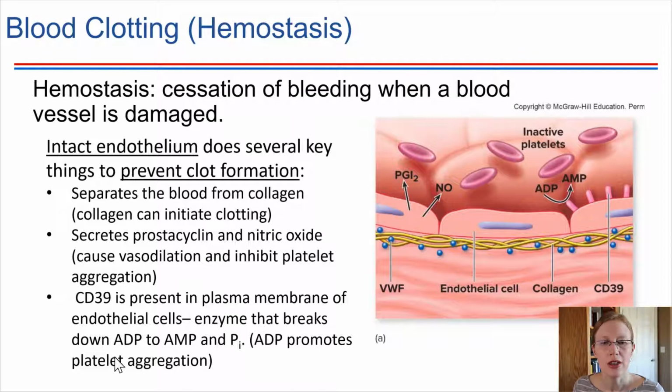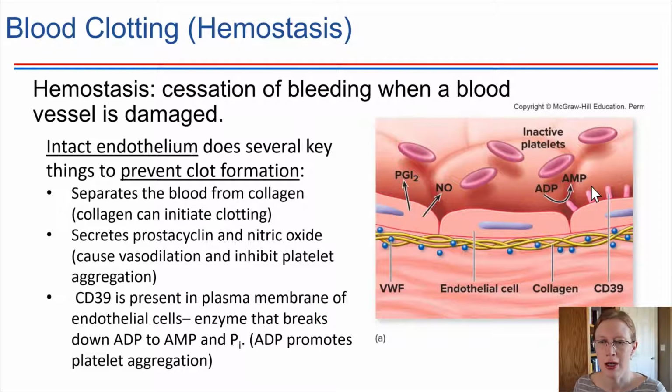So ADP, it turns out, we'll see this a little bit later, ADP is something that platelets can use to message each other and cause them to get sticky to each other. So we want to keep those levels low unless we actually need a clot to be forming. So the intact endothelium is doing these very important things just to maintain things and not cause clotting to take place. Let's switch gears now and look at when there's damage.